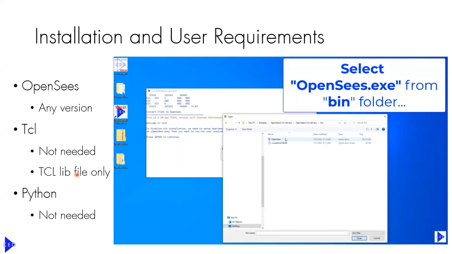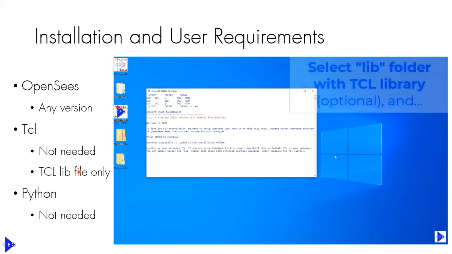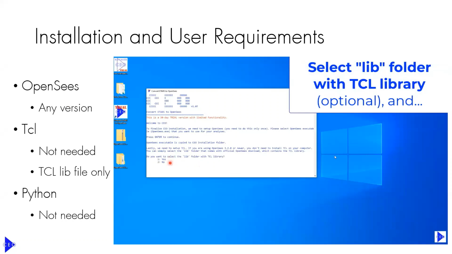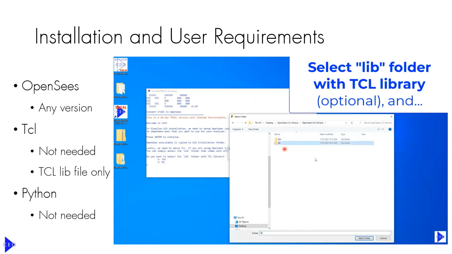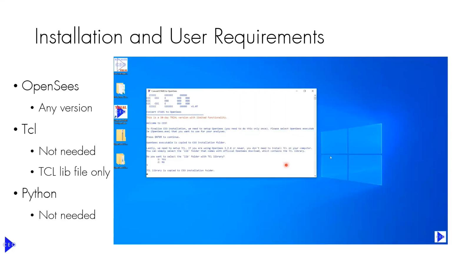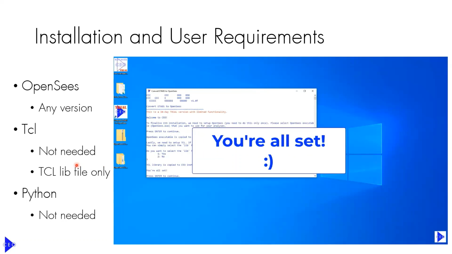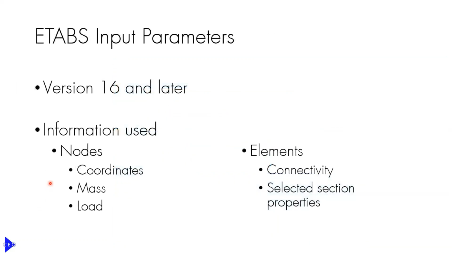All you need to do, if you're using one of the recent versions of OpenSees, is download the TCL library, which is demonstrated right here. You browse to the library, and this comes with the OpenSees download from the website. And then automatically you also have TCL. So you don't have to install TCL, you're all set after that. And you also don't need Python on your computer either. So it's just basically having this software, and then you use OpenSees and the TCL library from the OpenSees website, and everything works. In terms of the capabilities, ETABS version 16 and later is supported here.